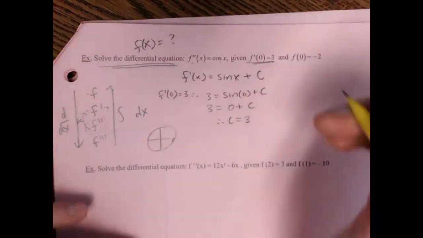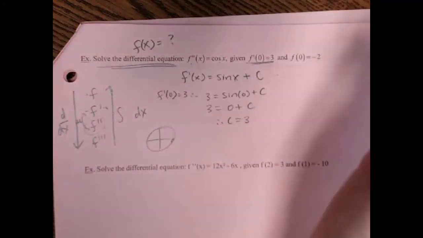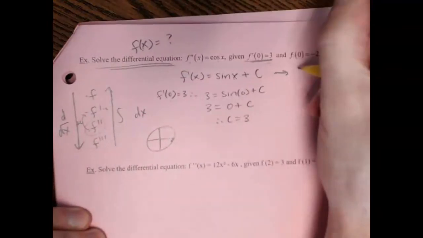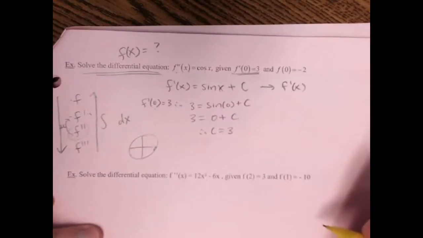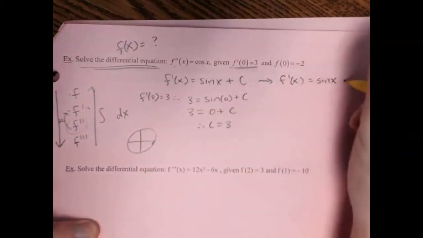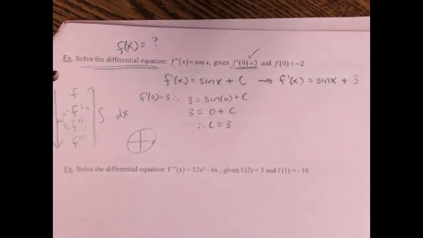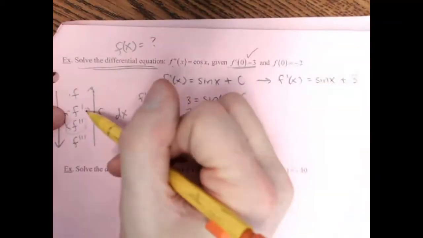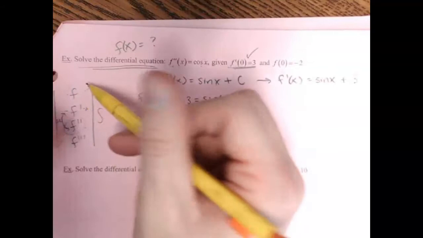Now I know in particular the first derivative. It's not just sine of x plus any random number. Now I know in particular it's going to be sine of x plus 3. So I use that condition to solve for the constant. Now we're going to integrate again. I'm going to integrate to get from the f prime level up to the original function.